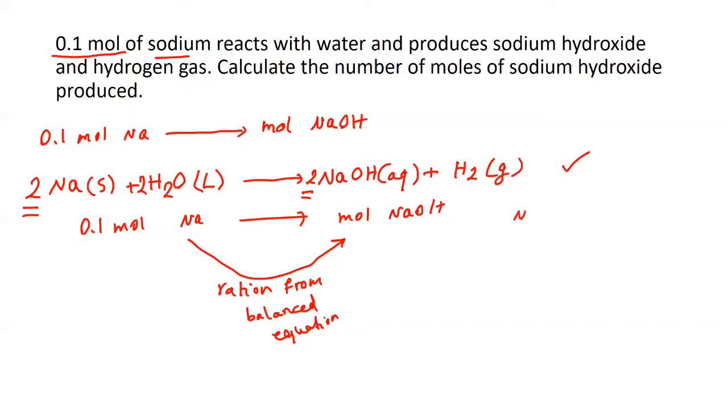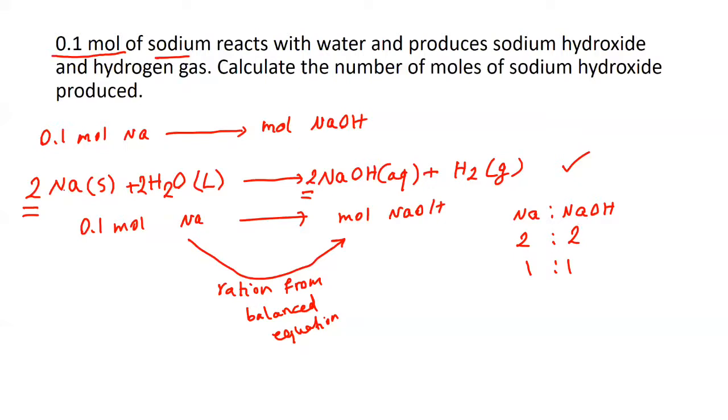So you write Na to NaOH, the ratio of Na to NaOH is 2, as I can see in the balanced equation, to 2. I can simplify this, so it's 1 to 1. As a result, it means for 1 mole of sodium, it gives me 1 mole of NaOH.